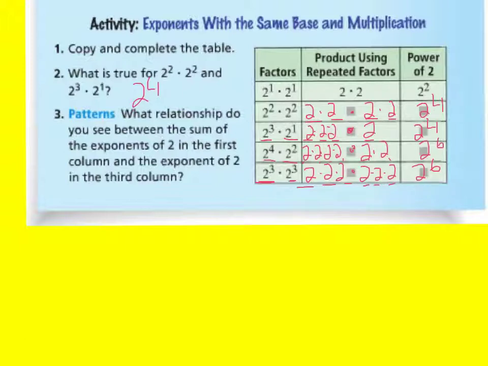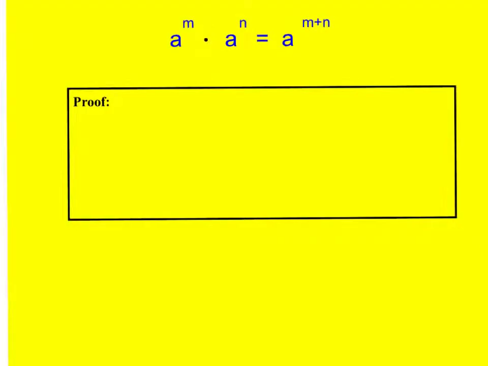This is going to be the shortcut we're going to use. And the shortcut says this: if you have a multiplied to a, but the exponents are different, or even if they're the same, but they have exponents, you can add the exponents. Alright? And I'm going to prove it to you.